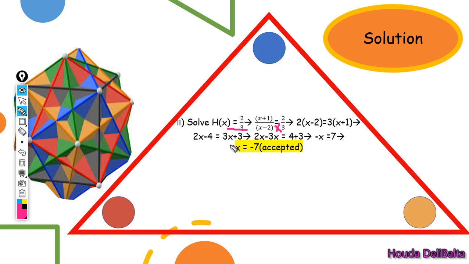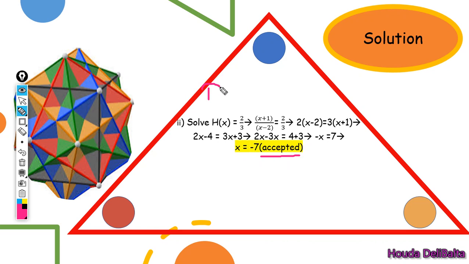So take 3x to this side, and take minus 4 to this side, then we are going to get 2x minus 3x on the left equals 4 plus 3 on the right. Then minus x is 7, so x is minus 7, and I wrote here accepted. Who can tell me why? Guess why I write accepted?